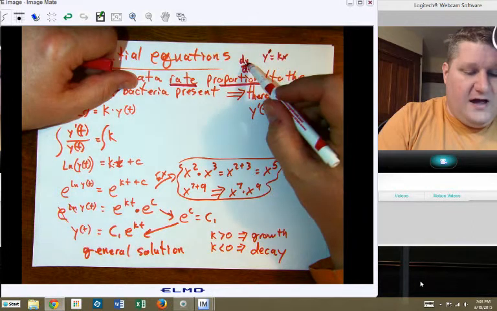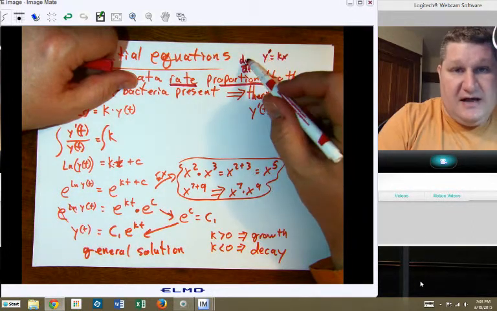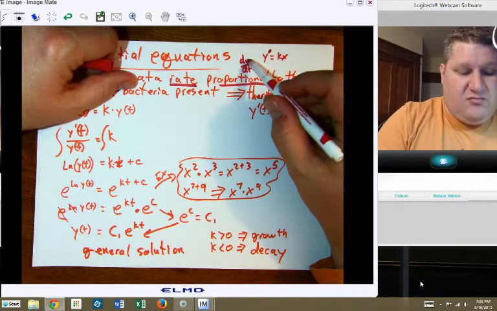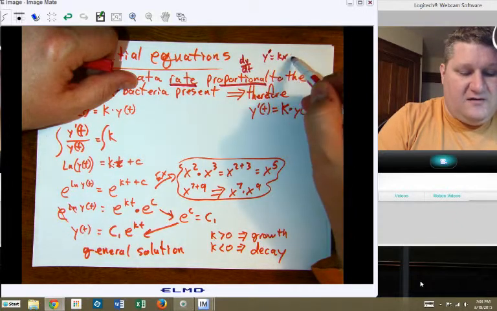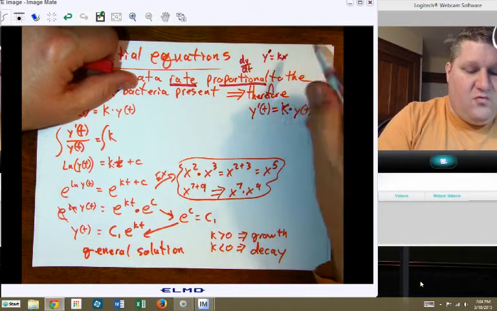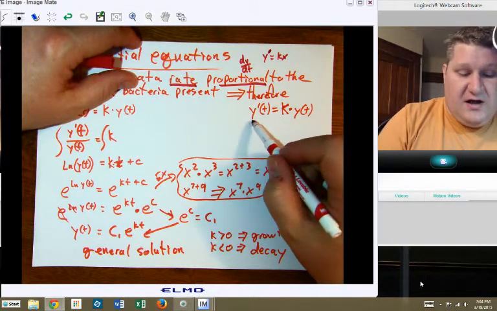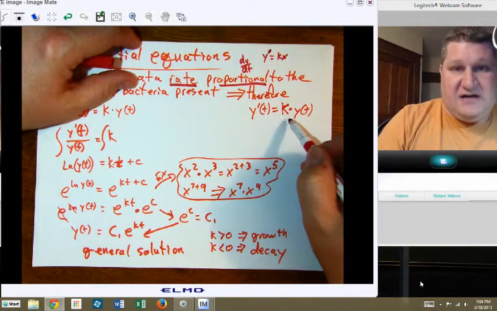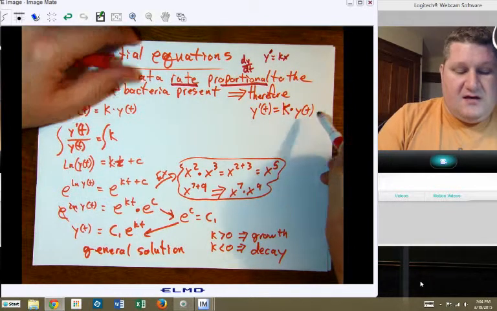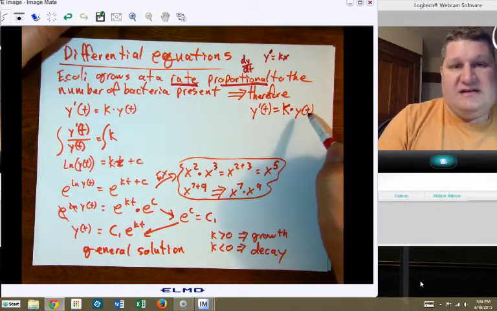Well, if y is used for the dy dt, and that's the rate of the bacteria, the number of the bacteria wouldn't be x, it's going to be y of t. So therefore, our final equation here is y prime of t equals k times y of t. Now, that equation is a differential equation.